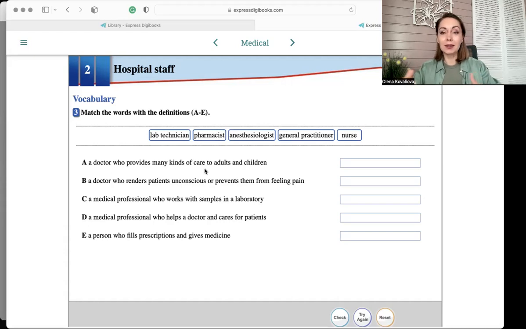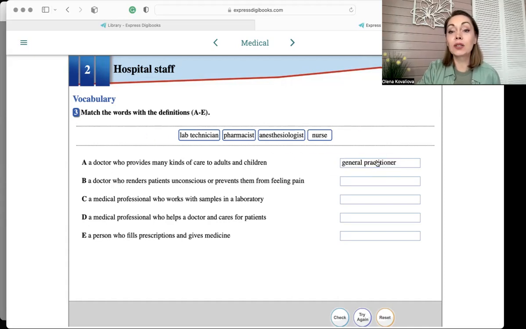Take care, да? У нас є дуже гарне дієслово, подбати про когось. І тут так само, kinds of care, догляд за кимось, догляд за adults, that's people who are 18 plus years old, and the children. So who are they? Of course, it's our general practitioner because he or she works with everyone. Despite of the age. The next one.